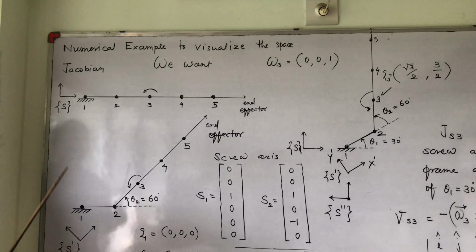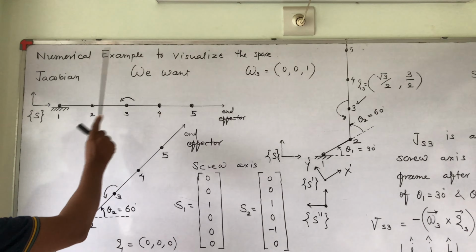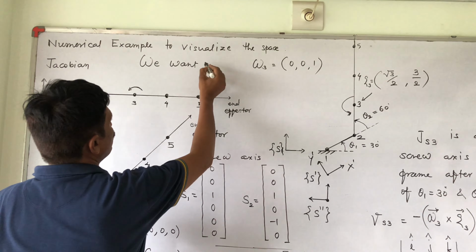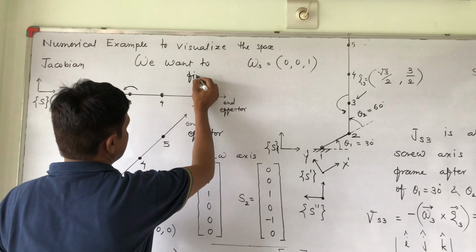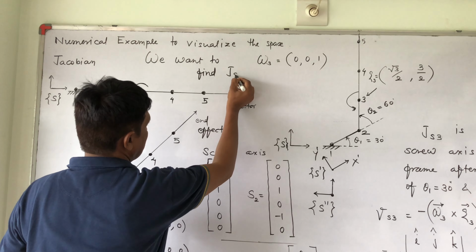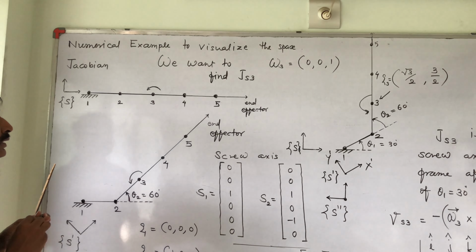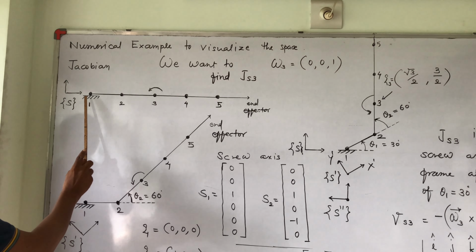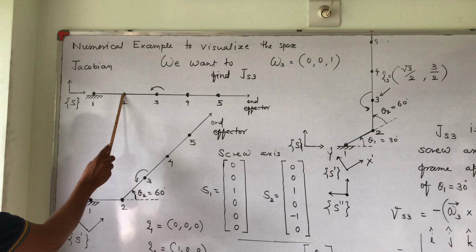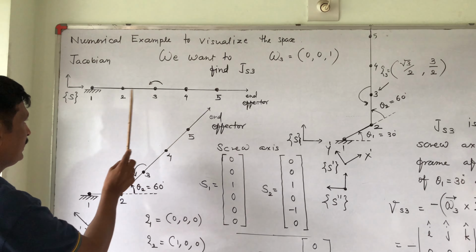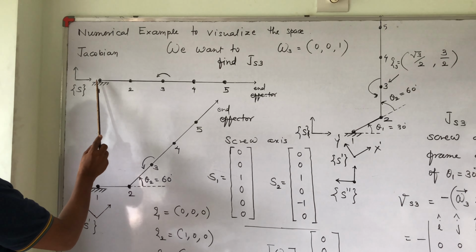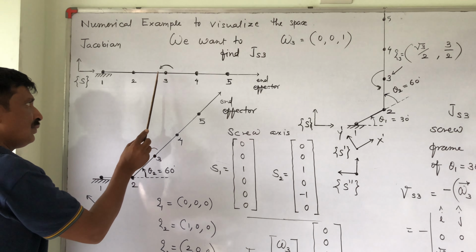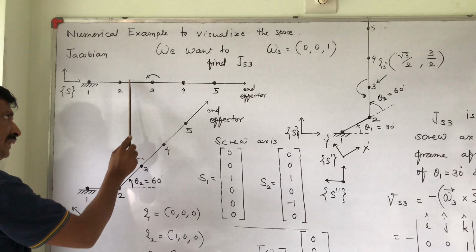Today we will discuss a numerical example to visualize the space Jacobian. We want to find JS3. For this we have taken a 5R planar robot. First joint, second joint, third joint, fourth joint, fifth joint. There are 5 joints and 5 links. And we want to find JS3.